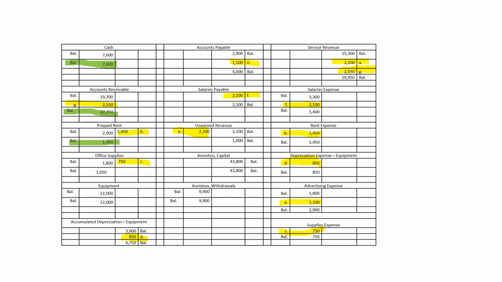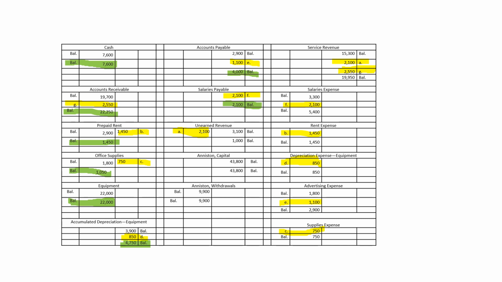Prepaid rent should be at 1,450 debit. Office supplies, 1,800 originally. We credited it for 750. Now it's down to a $1,050 balance on the debit side. Equipment didn't change, and some accounts won't during this process. But look at accumulated depreciation. It went up $850. It's now at a credit balance of $4,750. Accounts payable went up $1,100. Now it's a $4,000 balance. Salaries payable didn't even have a balance. Now it's at $2,100.